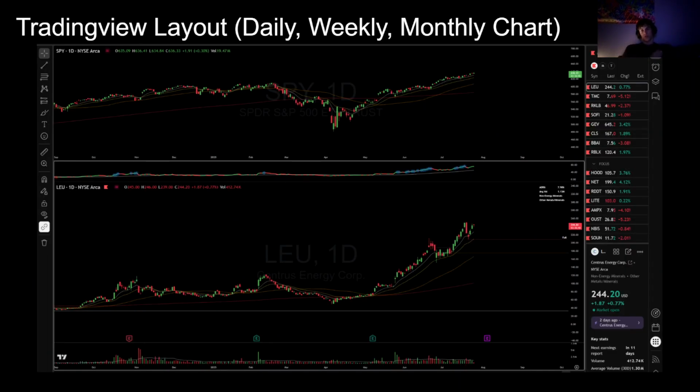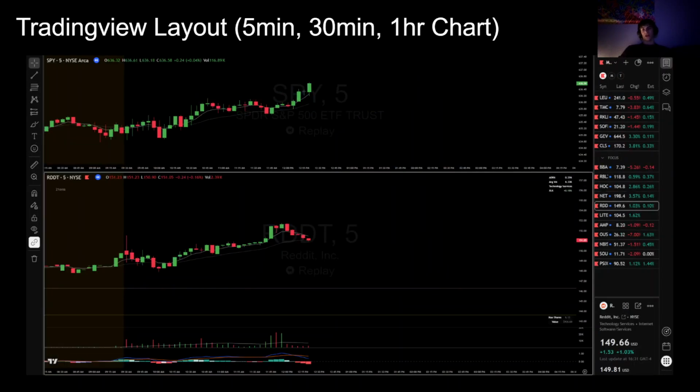So as far as my TradingView layout goes, I use two main layouts. I have one layout for the daily, the weekly, the monthly chart. This is going to be those longer term time frames. And then I have another layout for the 5-minute, 30-minute, and 1 hour chart, so the intraday charts. And these are going to vary in terms of indicators and sort of where everything is laid out. And we're going to go over that specifically.